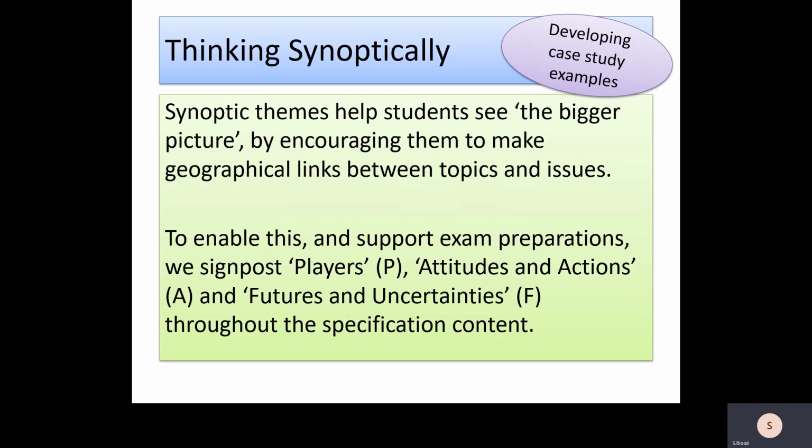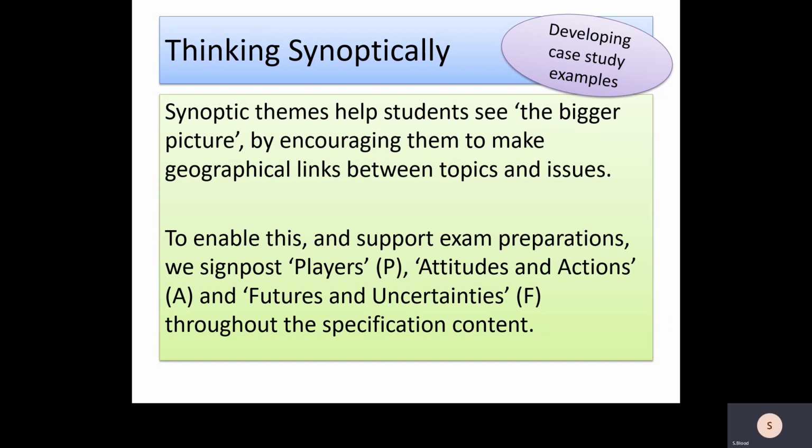Synopticity then, I said I would come back to this one. So this idea of being synoptic helps the students see the bigger picture. It encourages them to take things a step further at A level. It's getting them to think about their geographical links in the topics that we study.